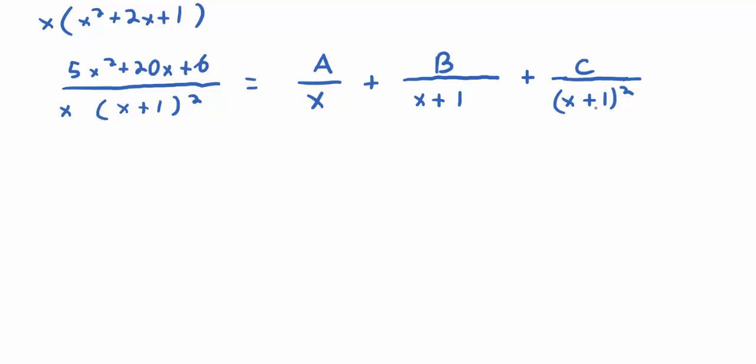And even though x plus 1 quantity squared is technically quadratic, right, because when you multiply it out, it's degree 2, we don't think of it that way. We think of it as a repeated linear factor. And in any repeated linear factor, you can show that in the decomposition, the numerator is going to be a constant, 1 degree less.